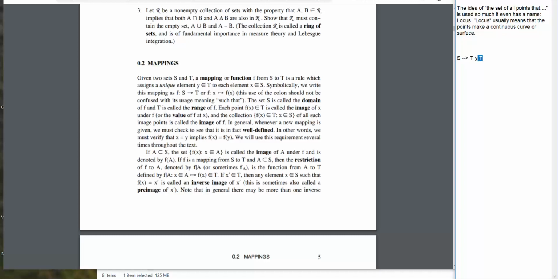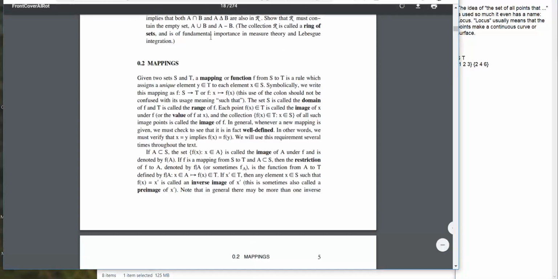You have elements in given sets S and T. Say you have 1, 2, and 3 for S, and it could be 2, 4, and 6 for T. Mapping is about connecting each element in S to an element in T, be it whatever relationship. In this case, it's a doubling relationship. So 1 would be mapped to 2, 2 would be mapped to 4, and 3 would be mapped to 6. And that's what this is all about.